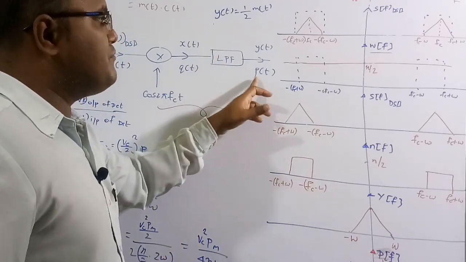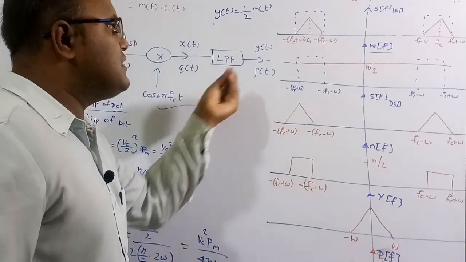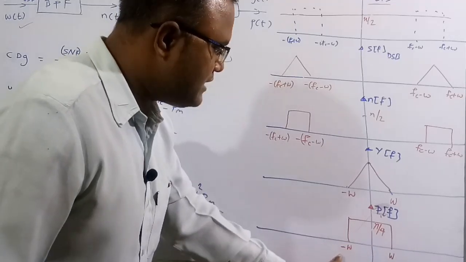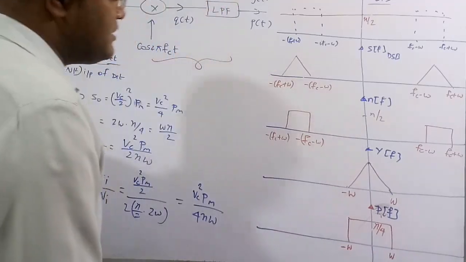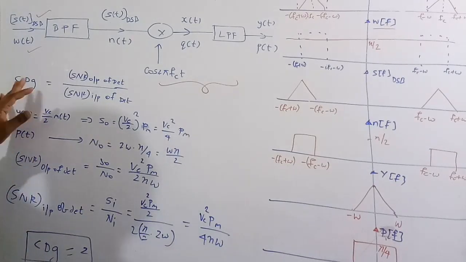So I want to know the frequency domain representation of this noise. P of t is the small amount of noise present in the output. So the P of f representation is eta by 4 over minus W to plus W. So therefore this is the frequency domain range. Now I want to know what the coherent detection gain is.